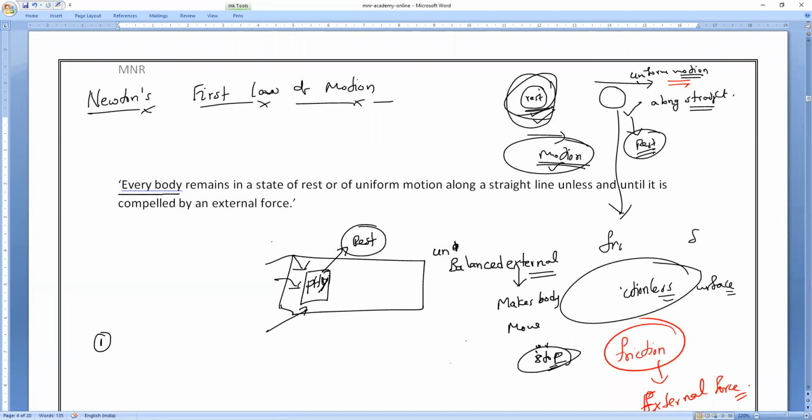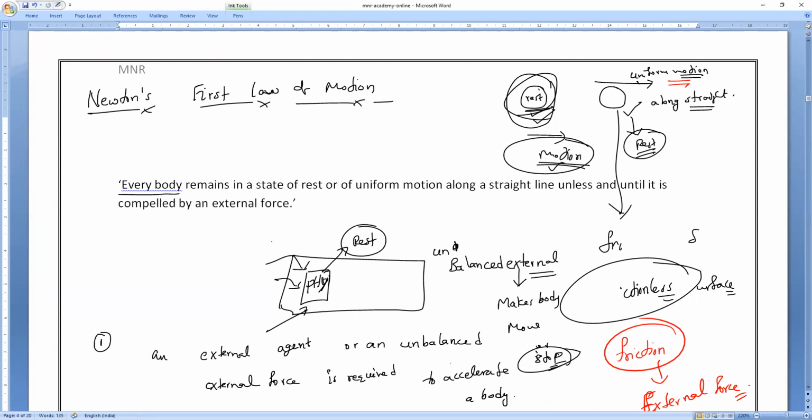An external agent or an unbalanced external force, that is the first conclusion we can understand from Newton's first law. An external agent or an unbalanced external force is required to accelerate a body. That is the first thing.